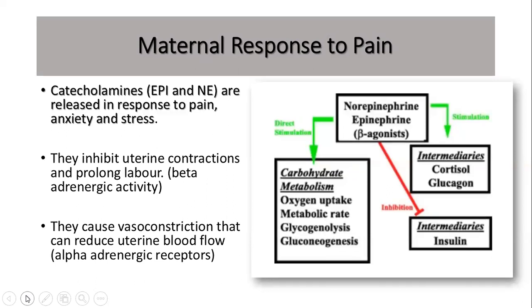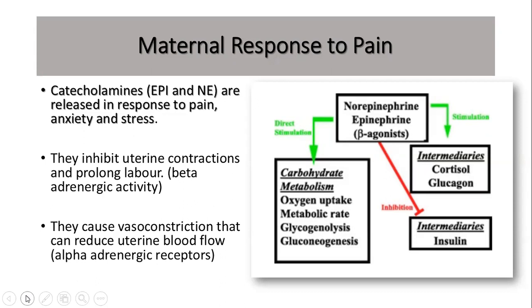Because of the stress, pain, and anxiety, the mother releases a lot of catecholamines. So normally she releases epinephrine and norepinephrine. And what these do is that they inhibit uterine contractions and prolong labor. The inhibition of uterine contractions and prolongation of labor is through the beta-adrenergic activity on the uterus. There's also vasoconstriction and reduction in blood flow from alpha-adrenergic activity, mainly from norepinephrine.